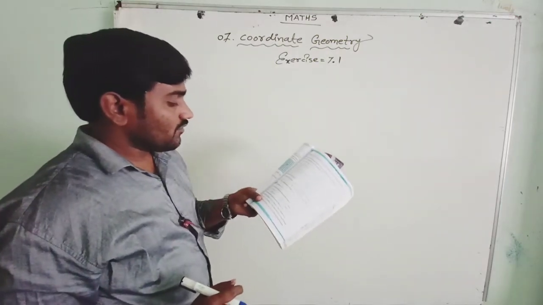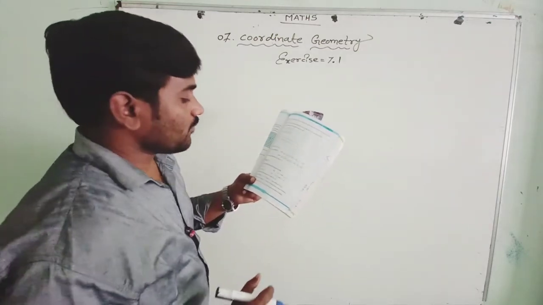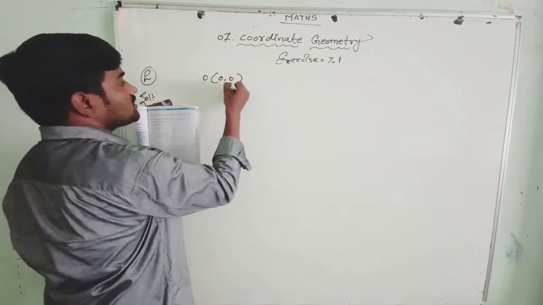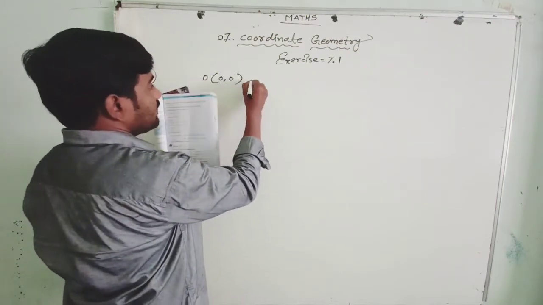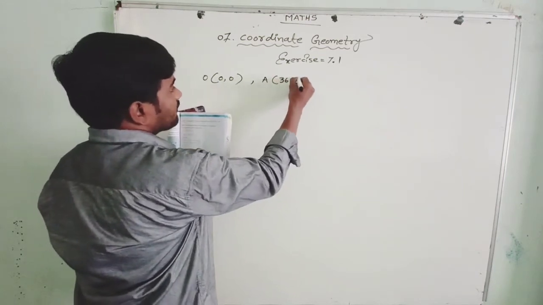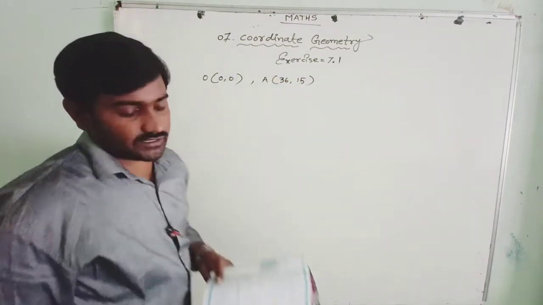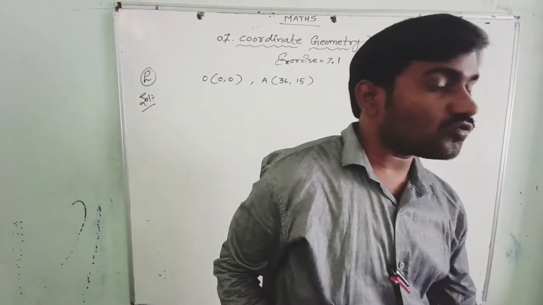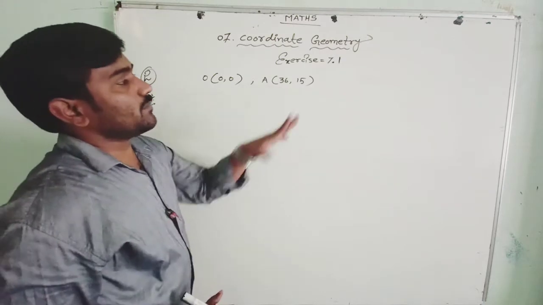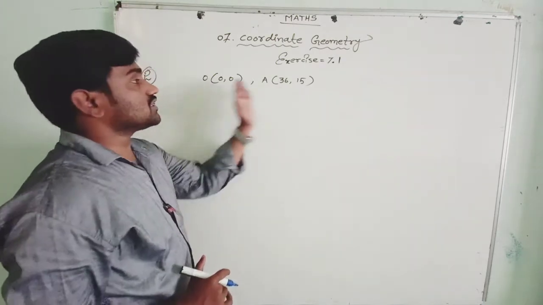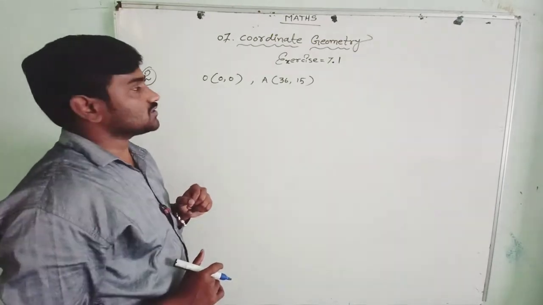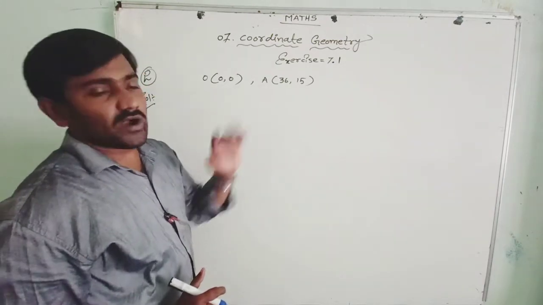Now find the distance between the points. Find out the distance between the point 0, 0 and a point that is given, that is 36, 15. Now if you see those points, I have taken them as O and A because O is the origin point and A is the other point. The distance from the origin to a point. It is the origin because the x coordinate and y coordinate are 0, 0, and one point is given.